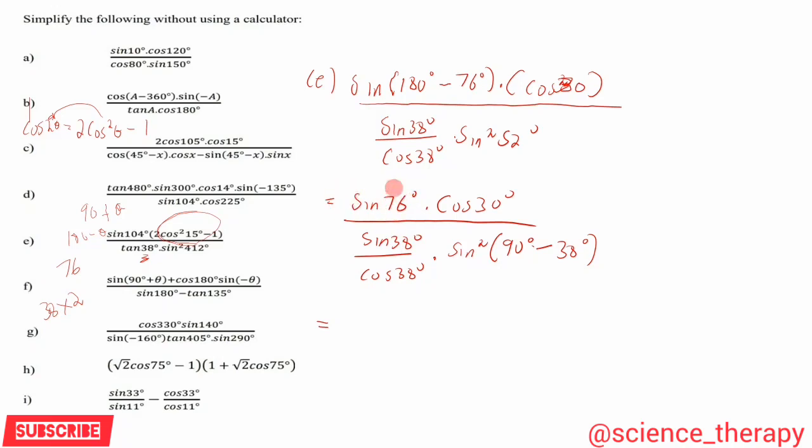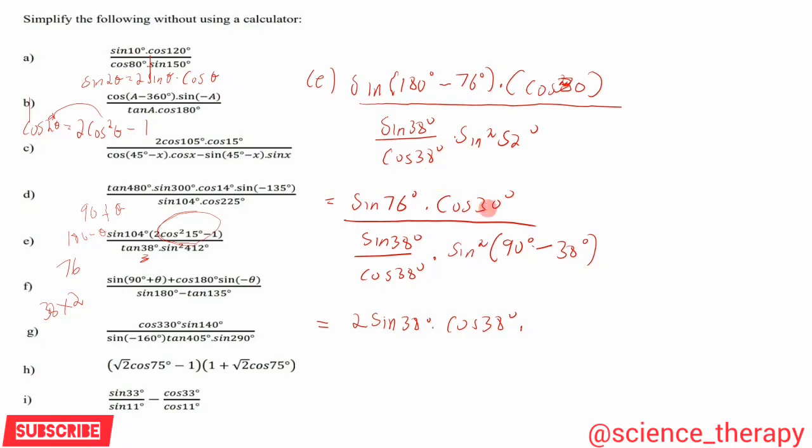But if you look at this, this is a double angle of sine. A double angle of sine goes as sine 2 theta is equal to 2 sine theta cos theta, right? So we can change this one to that. So we're going to write it as 2 sine 38 degrees times cos 38 degrees.